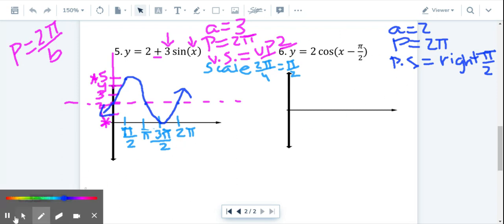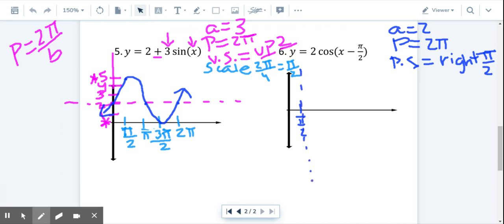So our next step is, it says take a vertical shift into account. We don't have one, so we're going to take our horizontal shift, our phase shift into account. So we want to draw a new y-axis now to the right, pi over 2. So if this is pi over 2, this is going to be my new y-axis. So now, instead of starting here on the y-axis, we are going to be starting here because we're shifting to the right, pi over 2.